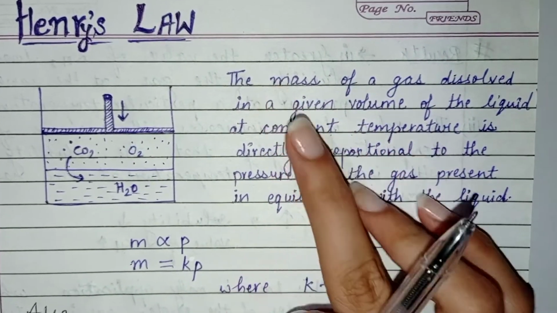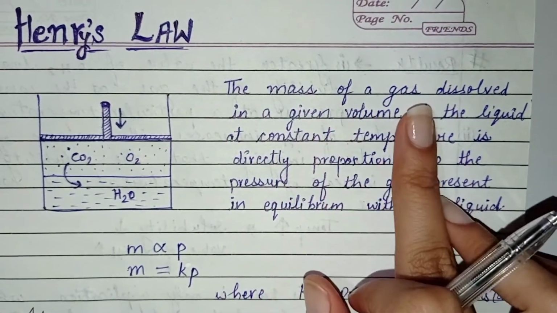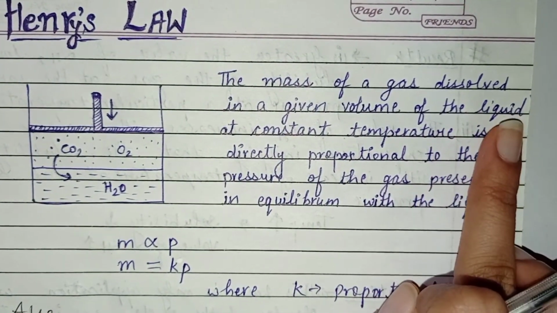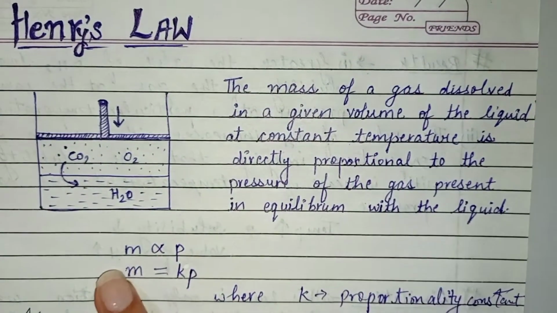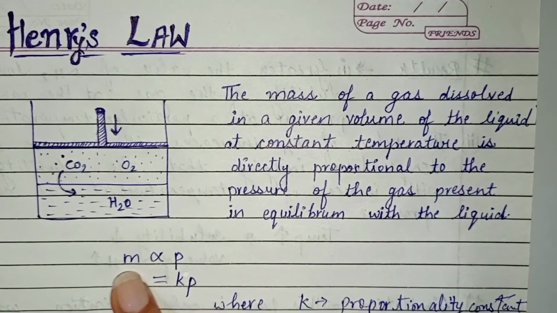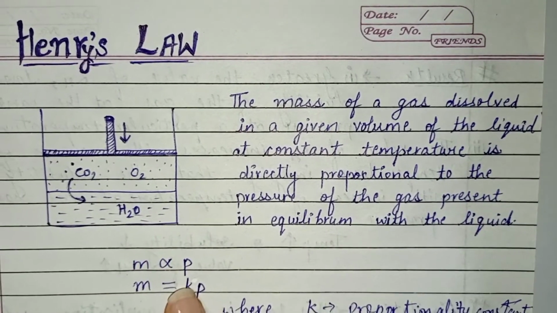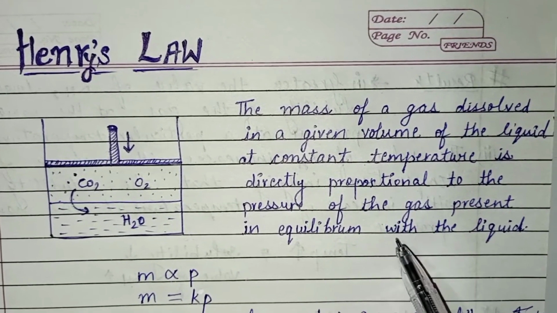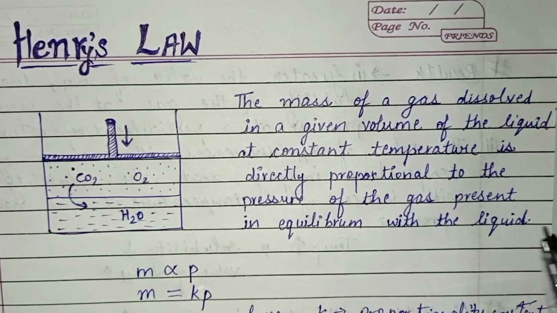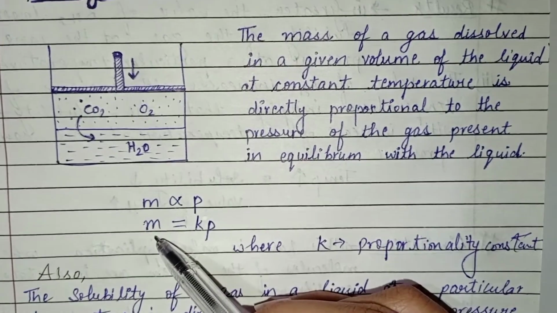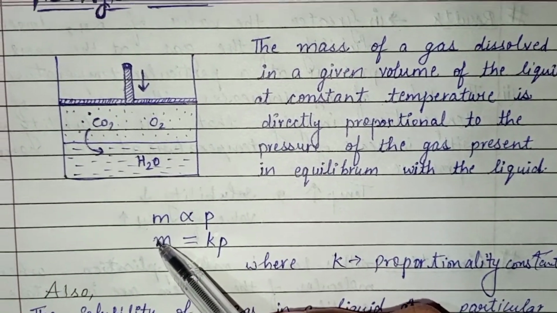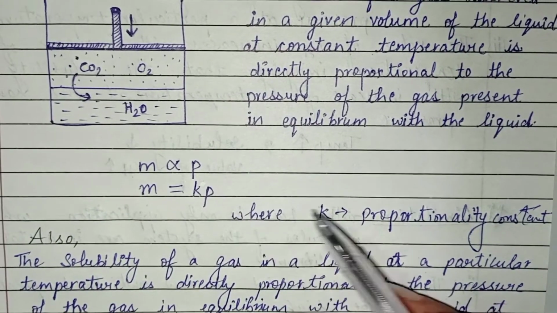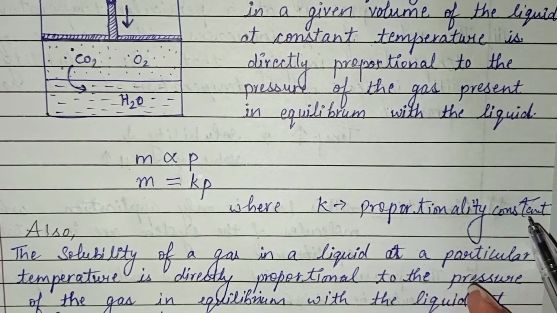In Henry's law, the mass of a gas dissolved in a given volume of the liquid at constant temperature is directly proportional to the pressure of gas present in equilibrium with the liquid. So, if we equate that, mass will be equal to Kp, where K is proportionality constant.